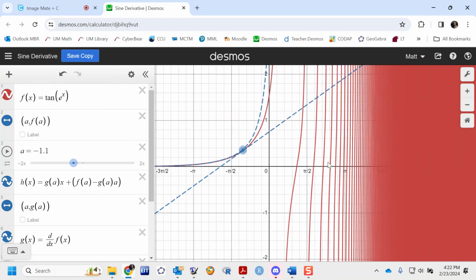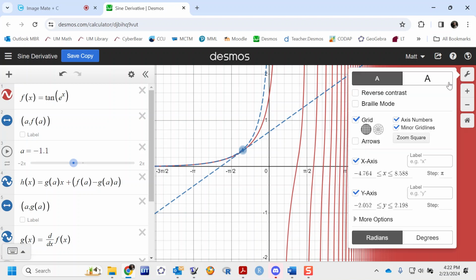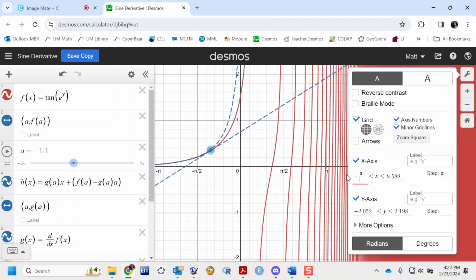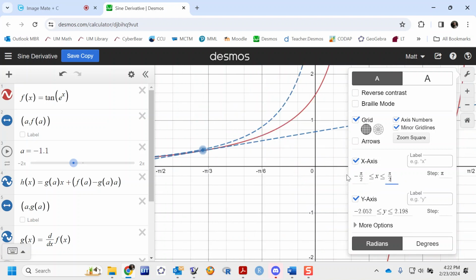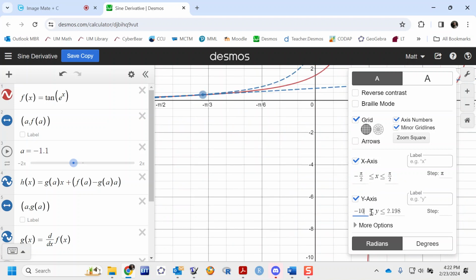But maybe a better way to think of this is just to see the first few of these. So let's just do this from, I don't know, the x-axis from negative pi over 2 to positive pi over 2. And then let's let the y-axis be quite large so we can see, I don't know, negative 10 to 10.